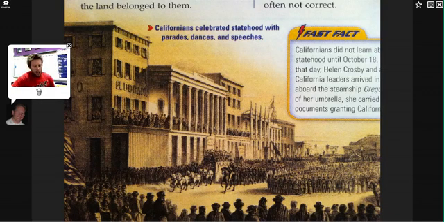Okay, I'm on page 250 now. The 31st state.